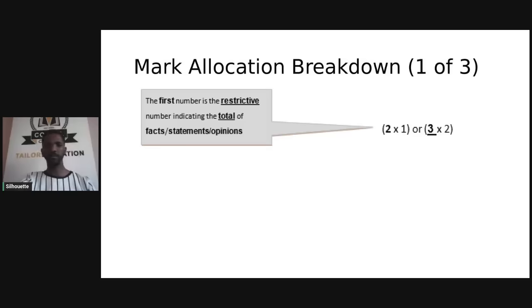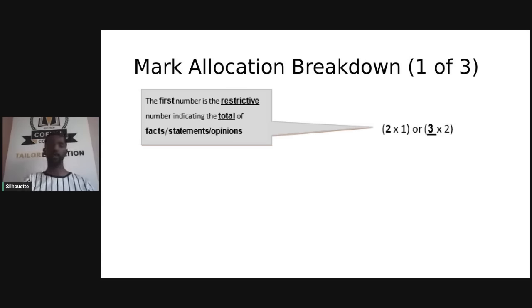So mark allocation, there are two things that you need to look at. Always, the mark allocation will be within brackets. Whatever is happening in between those brackets is telling you how to approach and answer the question, how comprehensive you have to go, and what you need to do as well.